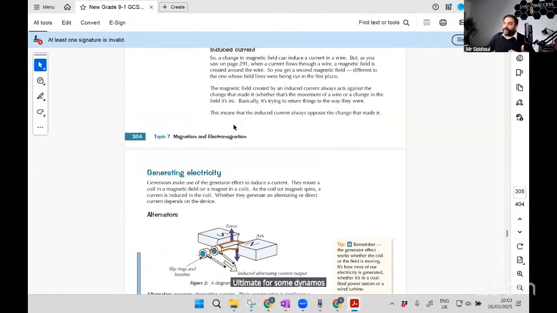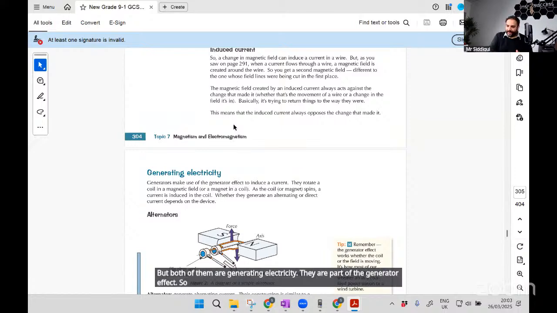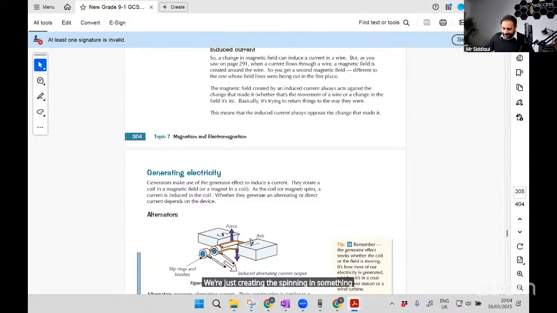But both of them are generating electricity. They are part of the generator effect. So we are not using electricity here. We're just creating the spinning in something like a wind turbine.